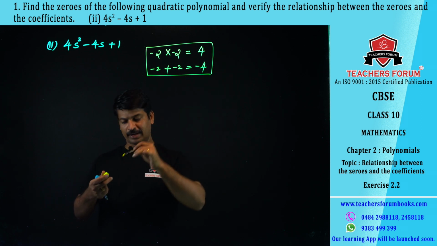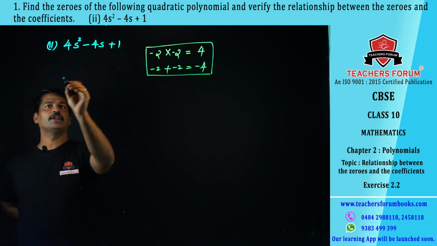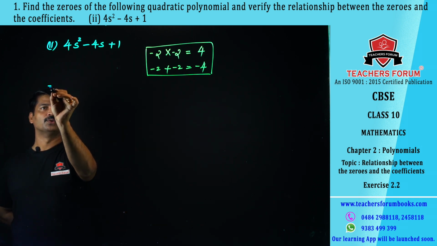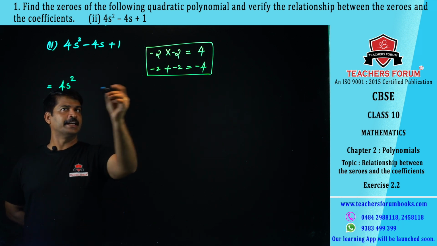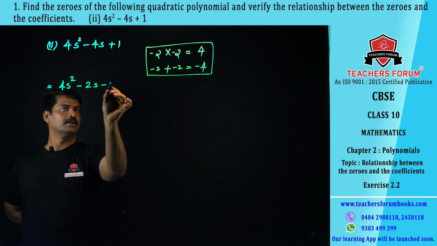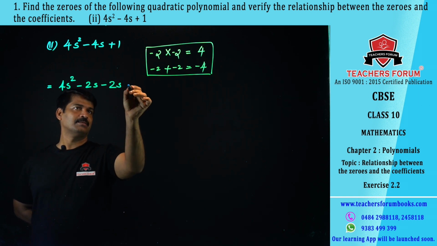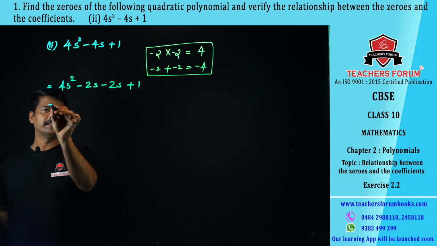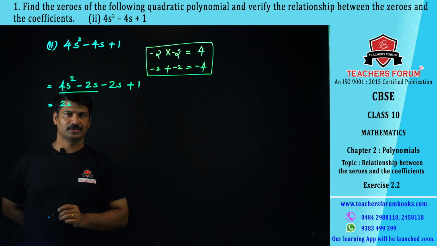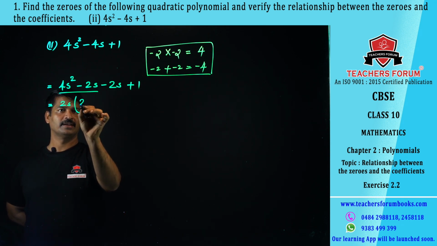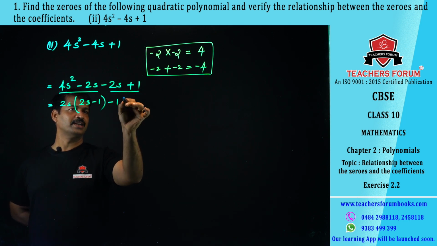So using this result, you can split the middle term here. Okay. So the given polynomial can be written as 4s square minus 4s, which can be written as minus 2s minus 2s. What is minus 2s minus 2s? Minus 4s. Okay. Then plus 1. That is equal to, what is common here? Here 2s is common. So that can be taken outside. So what is remaining? 2s minus 1. Here what is common? 1 is common.